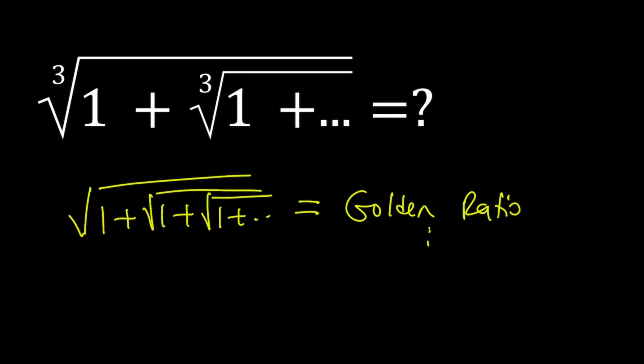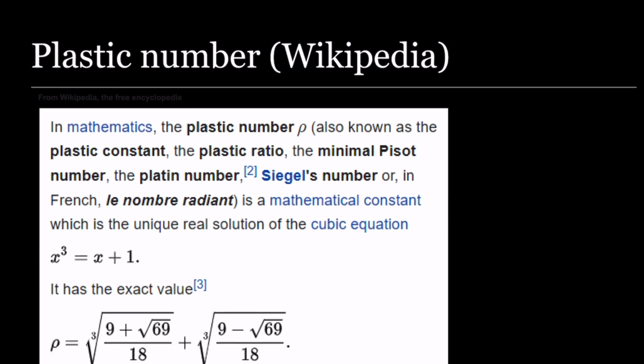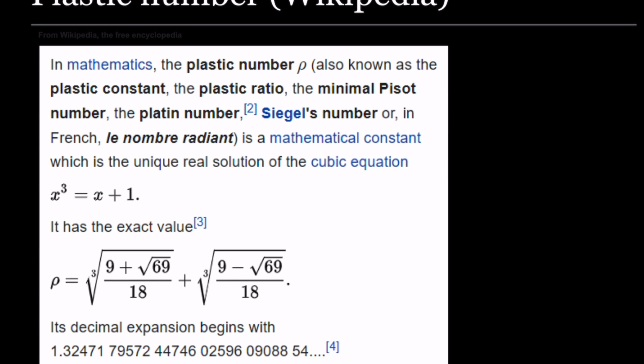Why? Because it is called the plastic constant or the plastic ratio. What is that supposed to mean? Well, here's a little bit of information about the plastic ratio. It is known as the plastic ratio. I believe that letter is rho. The minimal, I don't know how to pronounce it, is that Pisot or Pisot number? The Platin number, Siegel's number, and so on and so forth. So it's a very interesting constant, and this is the value. So you already got the answer, but that's not the end of this.